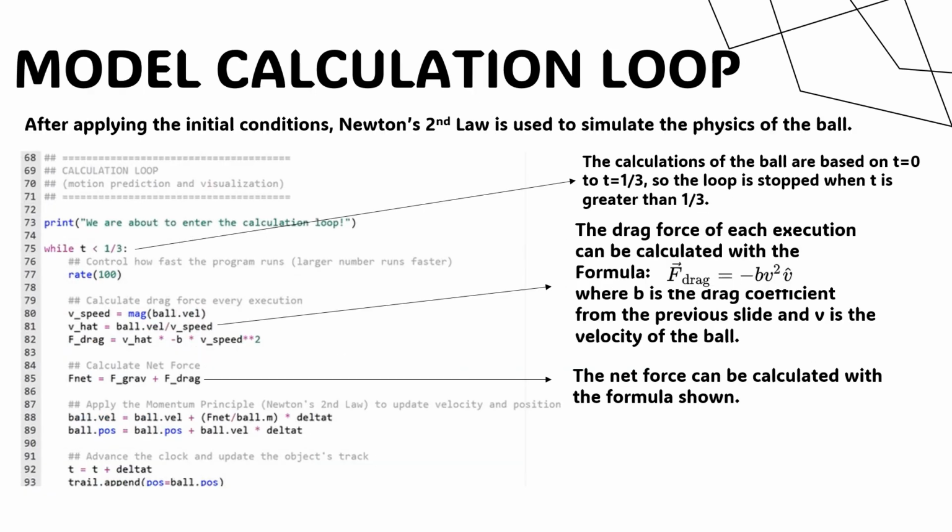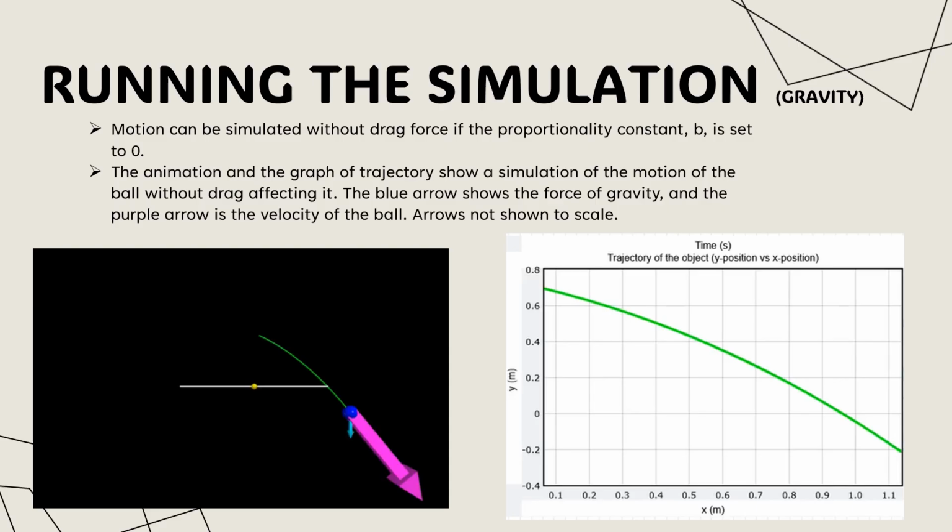After applying the initial conditions, Newton's second law is used to simulate the physics of the ball. The calculations of the ball are based on t equals 0 to t equals 1/3, so the loop is stopped when t is greater than 1/3. The drag force of each execution can be calculated with the formula Fdrag equals negative b v squared b hat, where b is the drag coefficient from the previous slide and v is the velocity of the ball. The net force can be calculated with the formula shown. Motion can be simulated without drag force if the proportionality constant b is set to 0.